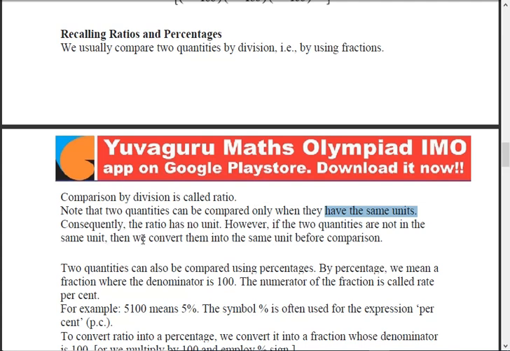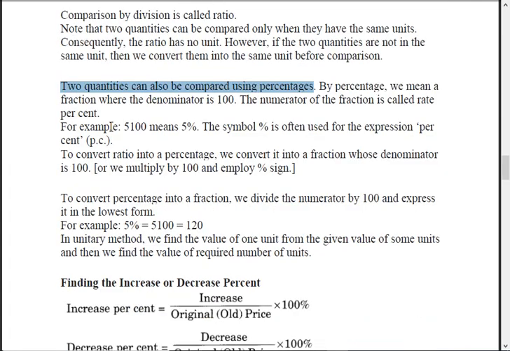Consequently, the ratio has no unit. Why no unit? Because same units means what? Suppose it is sugar with wheat, 5 kg of sugar, 5 kg of wheat. So kg gets cancelled. Consequently, the ratio has no unit. However, if the two quantities are not in the same unit, then we convert them to the same unit before comparison. Always important, right?